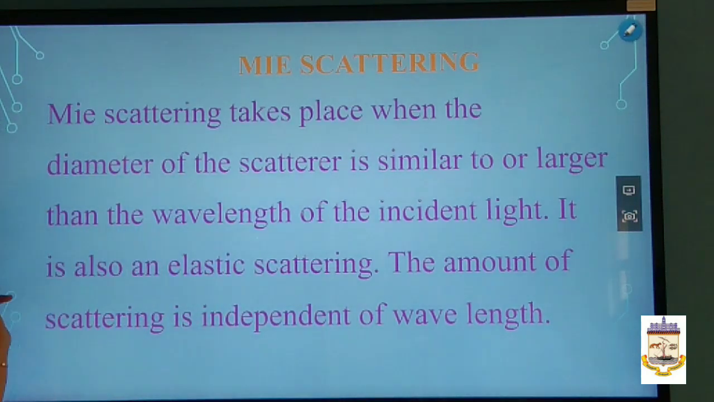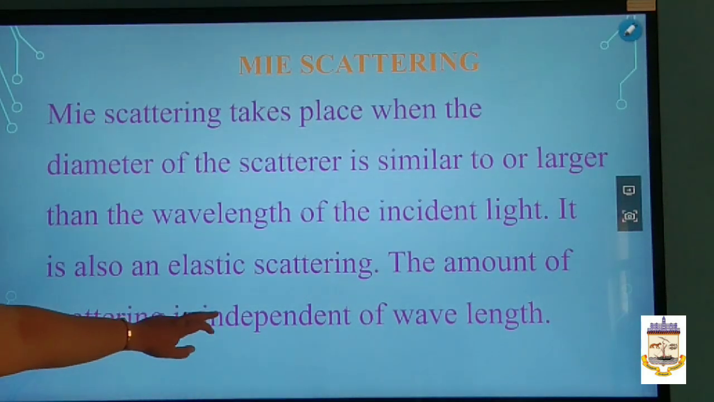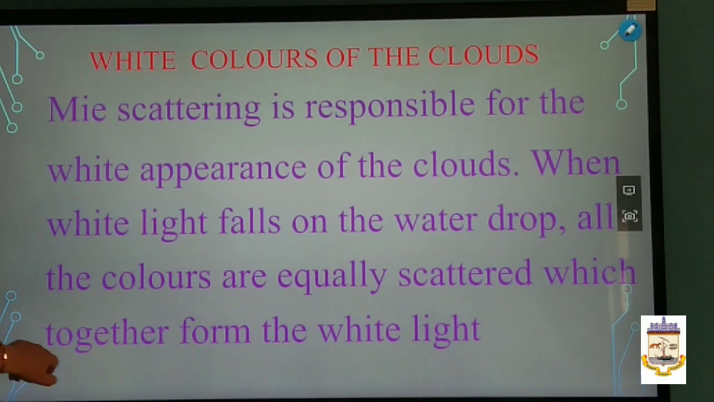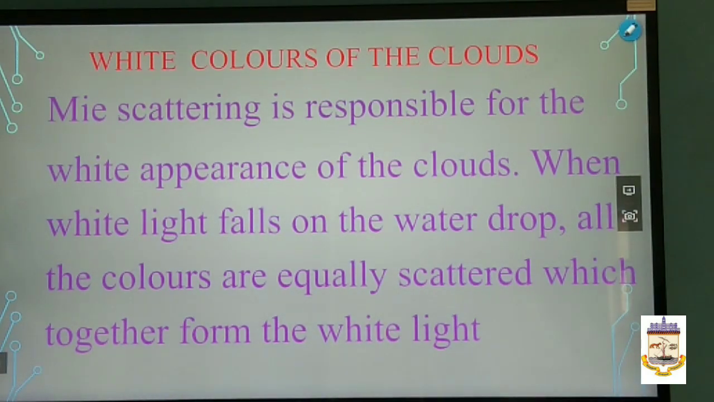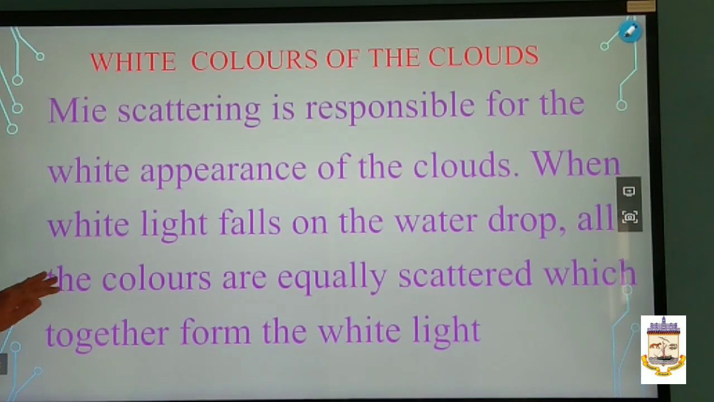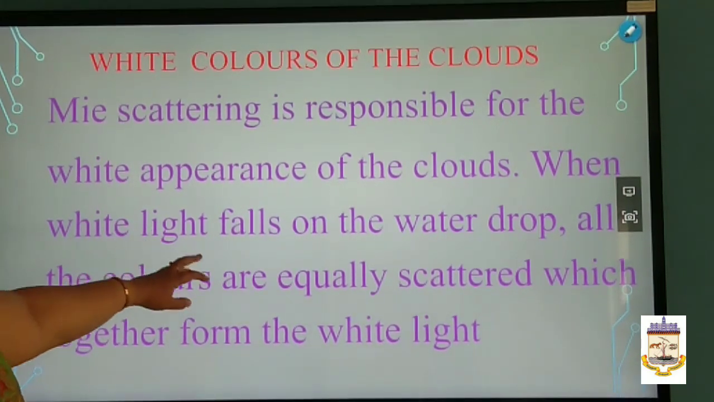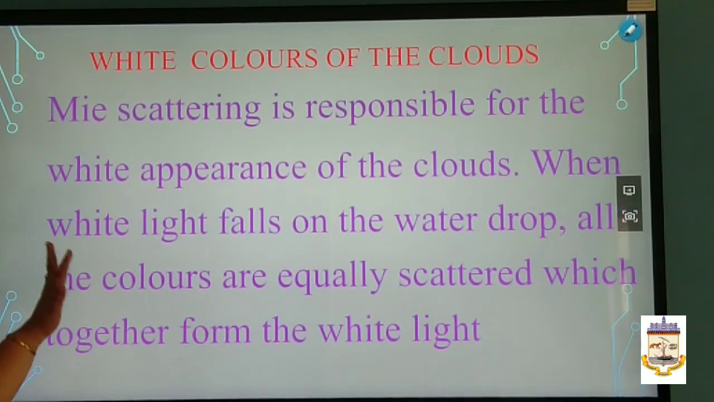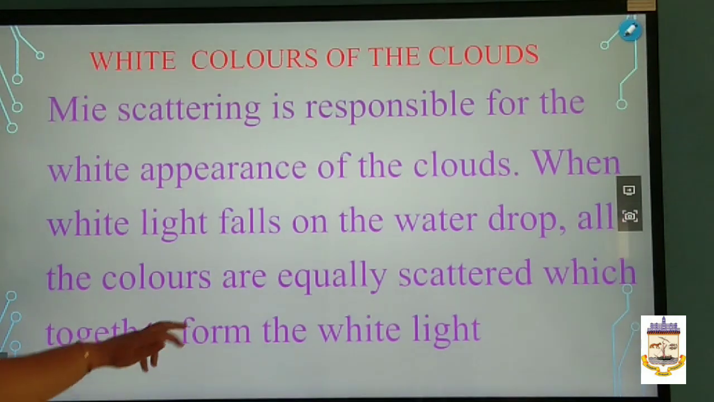So far we have seen the Rayleigh scattering. There it depends upon the wavelength. Here it is independent of the wavelength. Clear children? So, the white color of the cloud, how does it happen? Here the Mie scattering is responsible for the white appearance of the cloud. When white light falls on the water drop, all the colors are equally scattered, which together forms the white light.